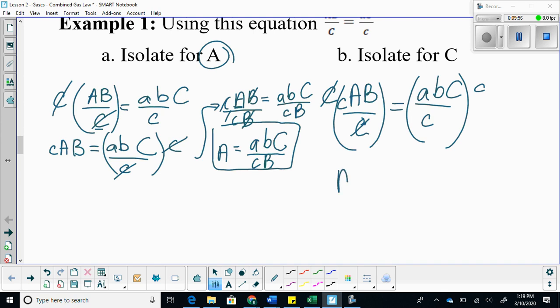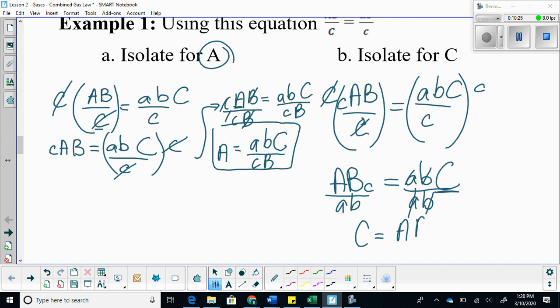You now have an equation that looks like this: AB lowercase c is equal to AB capital C. We are isolating this guy. So what do I need to do to get that variable by itself? Divide both sides by AB. We cancel out on this side. Capital C is equal to AB lowercase c over lowercase a lowercase b.